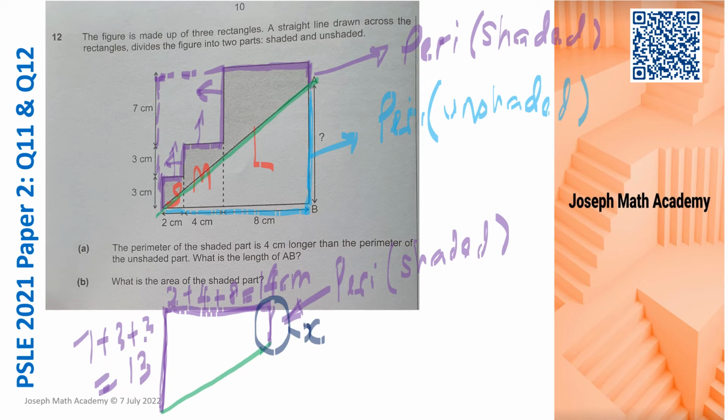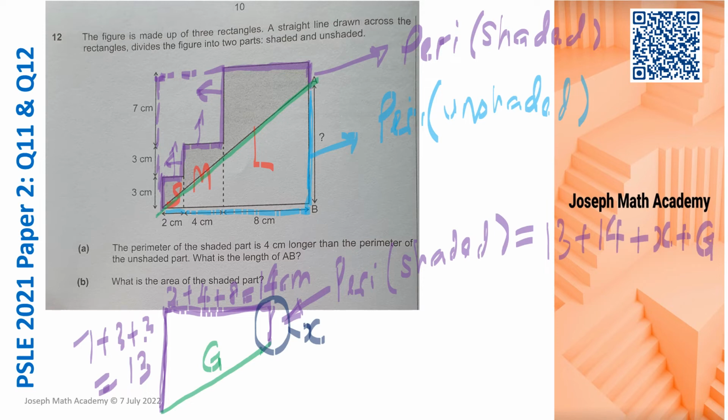How about the green line? Okay, we shall call it g, the green line. Okay, all right, so perimeter of the shaded figure is actually a trapezium. So the perimeter of the shaded will be equal to 13 plus 14 plus x plus g.